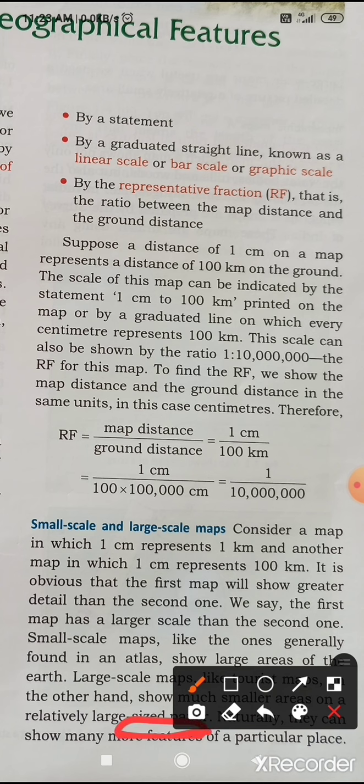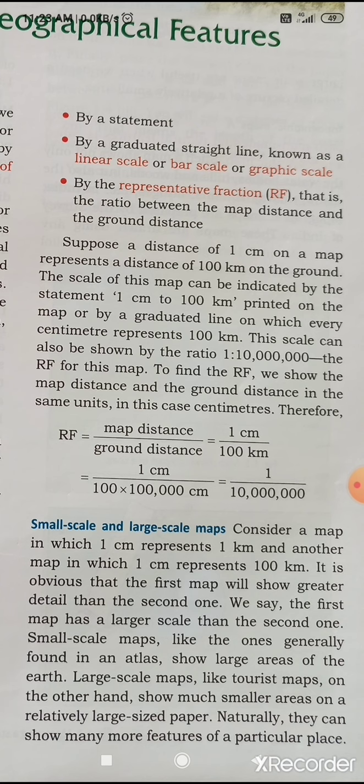They show a much smaller area over a large size of paper.